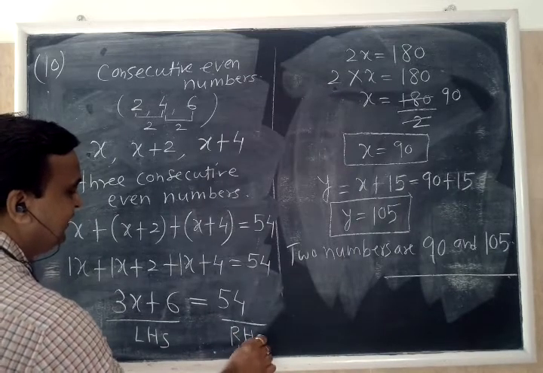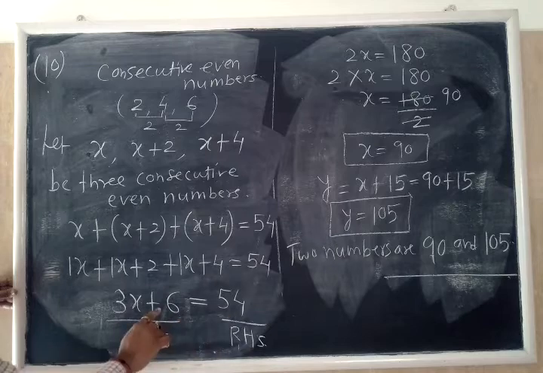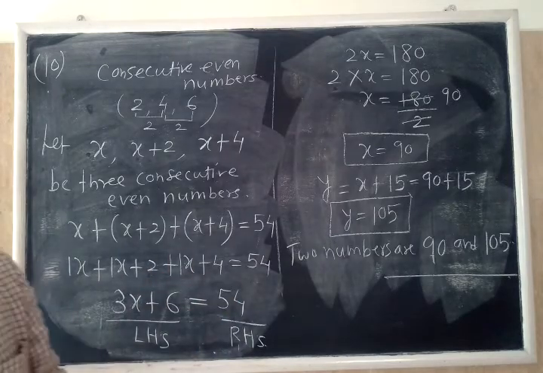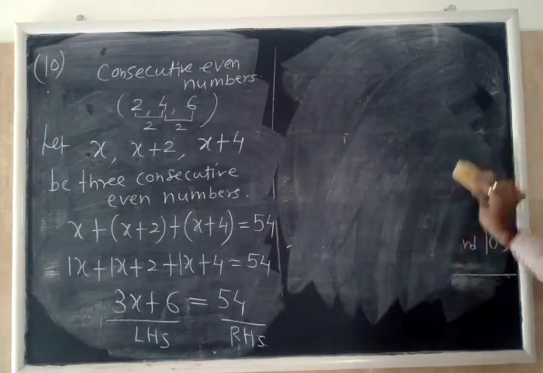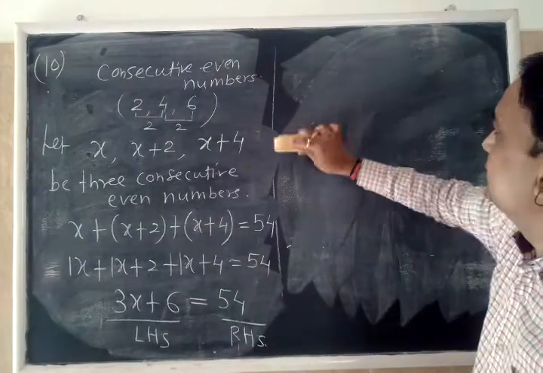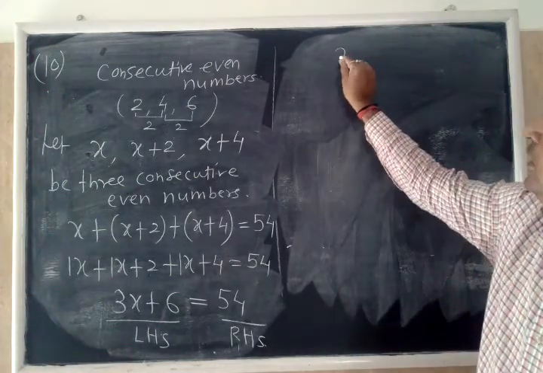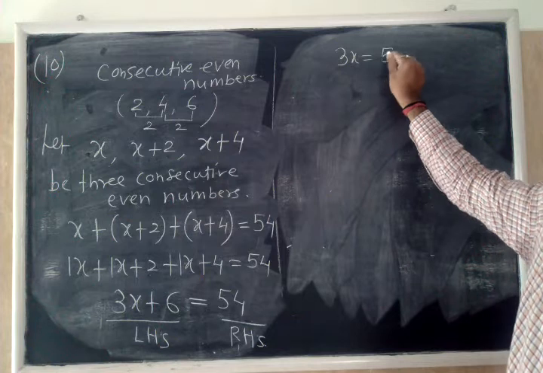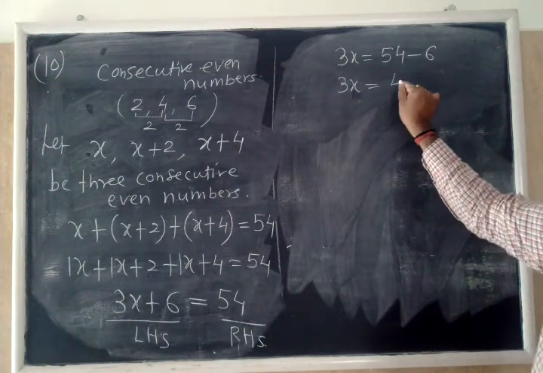In the left hand side, it is 6 in the addition. So when I take 6 to the right hand side, it will become minus 6. So 3x is equal to 54 minus 6. So 3x is equal to 48.